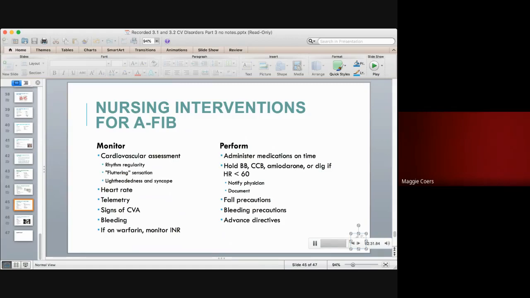We want to make sure that the patients are on fall precautions, the bleeding precautions I talked about, and talk about advanced directives with them. It's always important to talk about advanced directives, especially early in the course of any type of chronic condition.